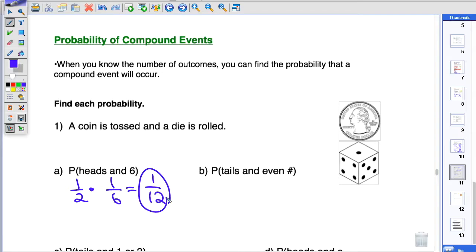B, the probability of tails and an even number. So tails is a half, 1/2. Our total possible outcomes is 6. Even, there are 3 even numbers on a die, 2, 4, 6. We can reduce the 3/6 to a half, and when we multiply, we get 1/4. So the probability of getting tails and an even number is 1/4. Your chances are better than our example A of getting heads and a 6.